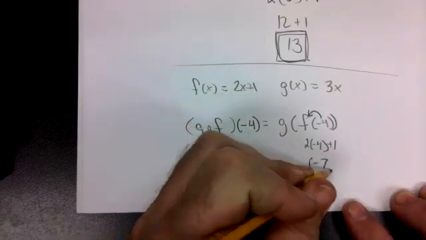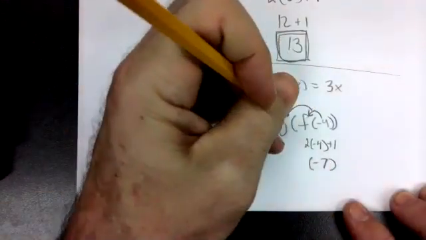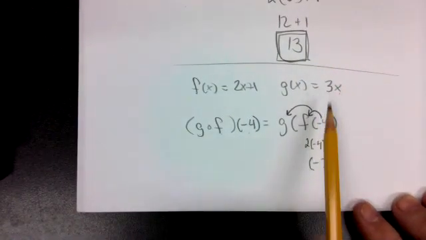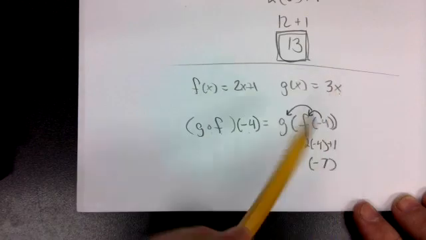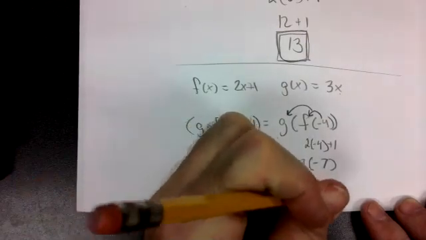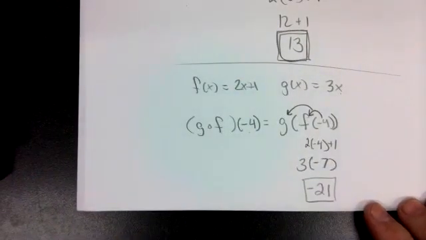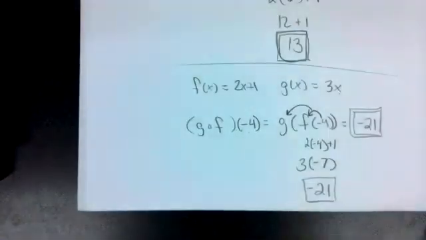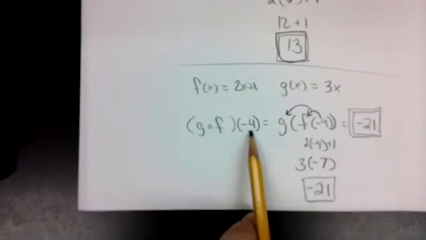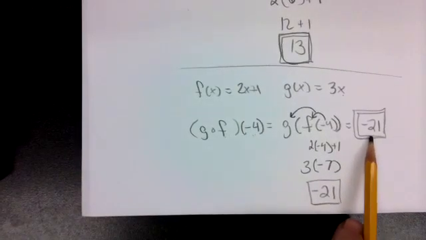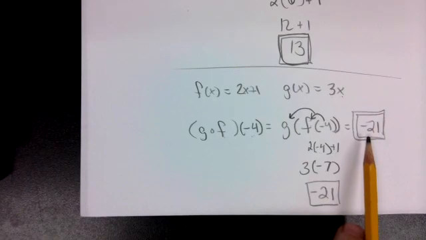And then I'm going to plug that answer into the g function. So g is 3 times whatever. So negative 7 is my answer. That's what I'm going to plug in. So 3 times negative 7 is negative 21. So the g of f of negative 4 is negative 21. So again, as long as they're specific, anytime they give you a number to plug in, you're going to end up with a specific number answer.